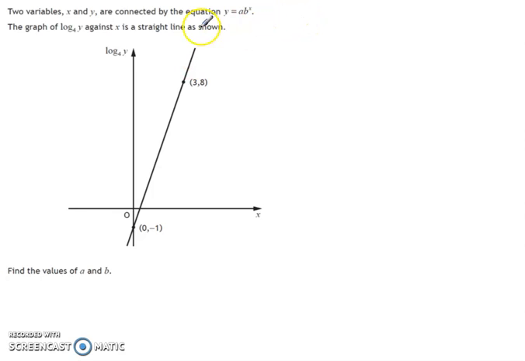Now for a question like this, what we have to do is introduce logs so that we can match up with this axis and the axis at the bottom. So if I introduce logs and I say, right, I'm going to take this equation here and take log to the base 4 of both sides, I'd have log to the base 4 of y equals log to the base 4 of a, b to the x. So what I've done is I've taken the equation and put it in terms of what I've got in my y-axis here anyway.